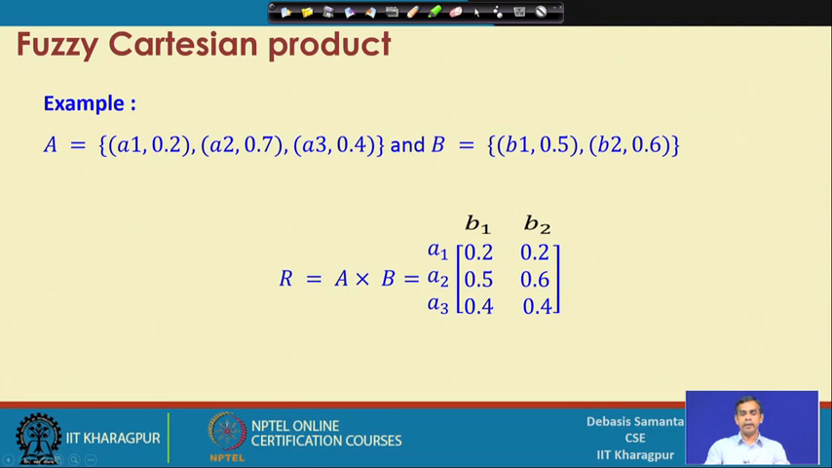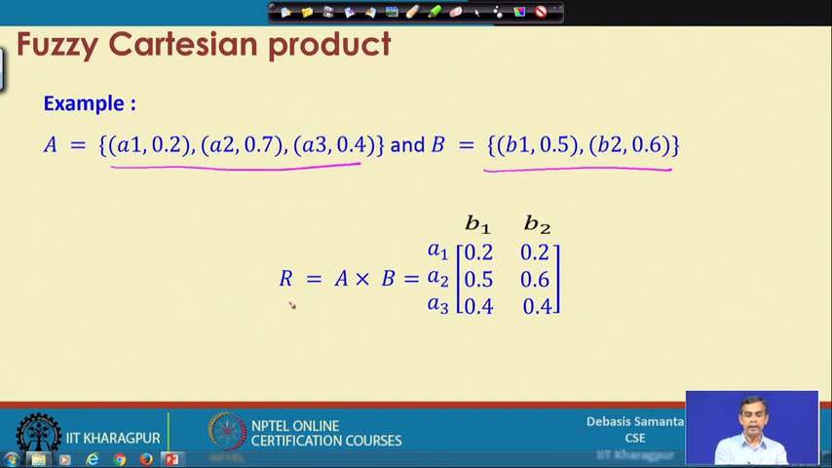This is an example that can be followed to explain the relation operation for the fuzzy set in terms of the Cartesian product. Here A is the set which is defined like this, and B is another set which is defined like this. Then the relation R is basically the Cartesian product, as I told you. So, it is for A1 and B1, A1 and B2.